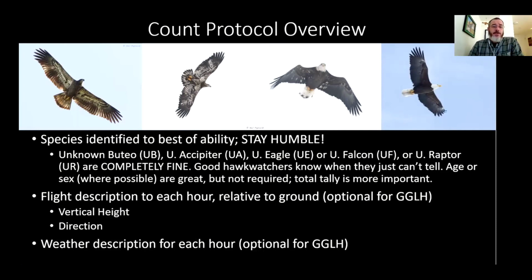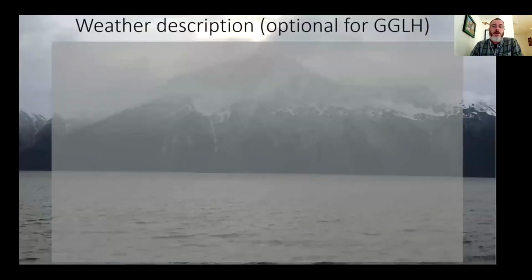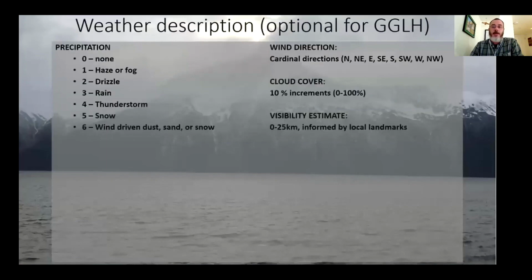Like I said, flight descriptions are given for each hour, and those are relative to the ground, and those really are optional for the Great Lakes Hawkwatch, as are the weather descriptions for each hour. So, what am I talking about with weather descriptions? Well, these are pretty basic data, and they're included in the protocols that are going to be sent to all of you for long-term monitoring sites. But we record basic precipitation, we record wind direction, we record cloud cover to the nearest 10% increment, and we record an estimate of visibility. Those are all really helpful data for figuring out what the weather looked like while you were out hawk watching for a day at your site.